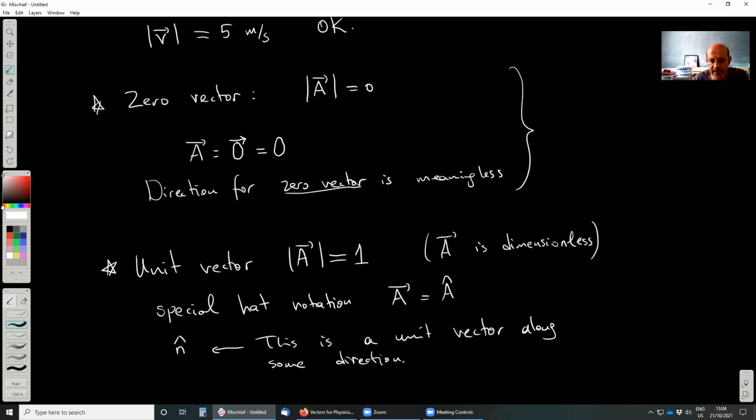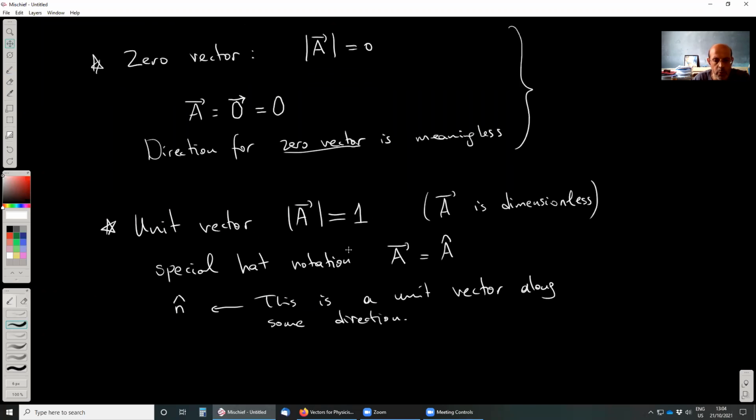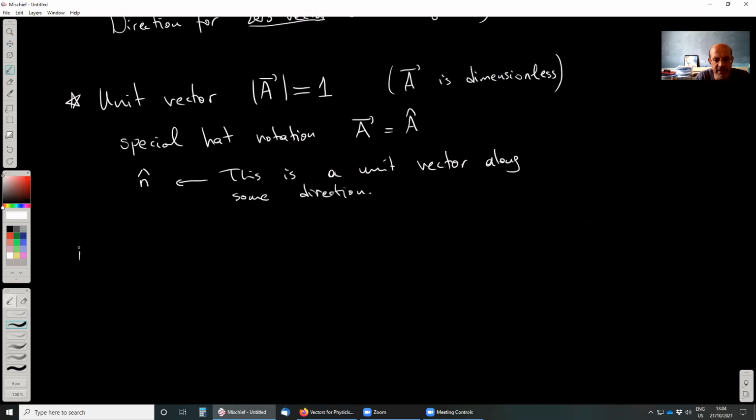Let me write completely. Why do we use unit vectors? Well, basically to specify a direction in a mathematical way. Instead of saying towards north, I can say a unit vector along the northward direction and just call this n hat, whatever. So we have the coordinate unit vectors.